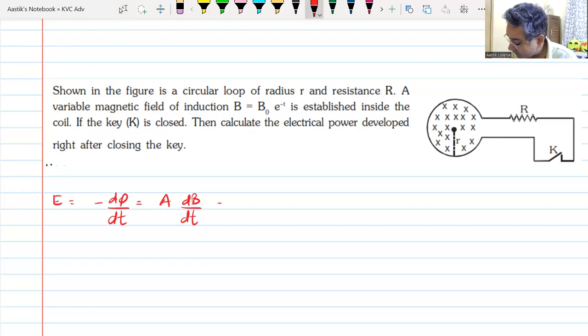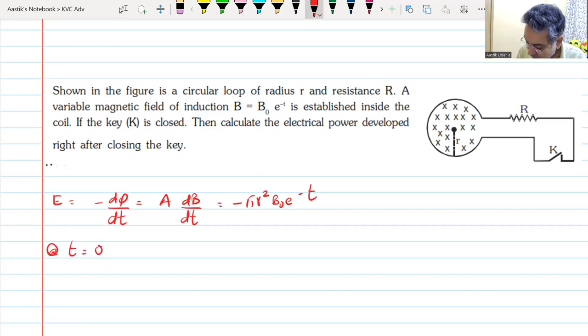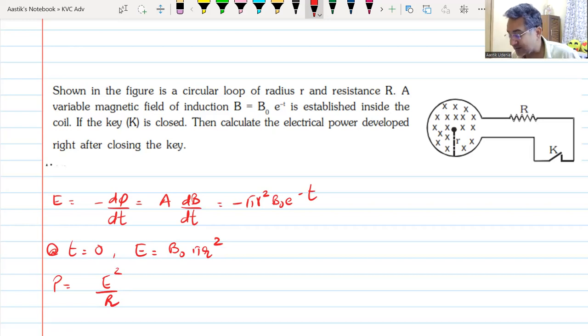You differentiate magnetic field. So you will have pi r square into b naught into e raised to the power minus t multiplied by minus 1. Yes or no? Yes, sir. At time t is equal to 0, you can find out the induced EMF will be equal to B naught into pi r square. Yes or no? Yes, sir. You have to find out the power, so you can do just E square by R and you will end up with your power. Do we understand this?